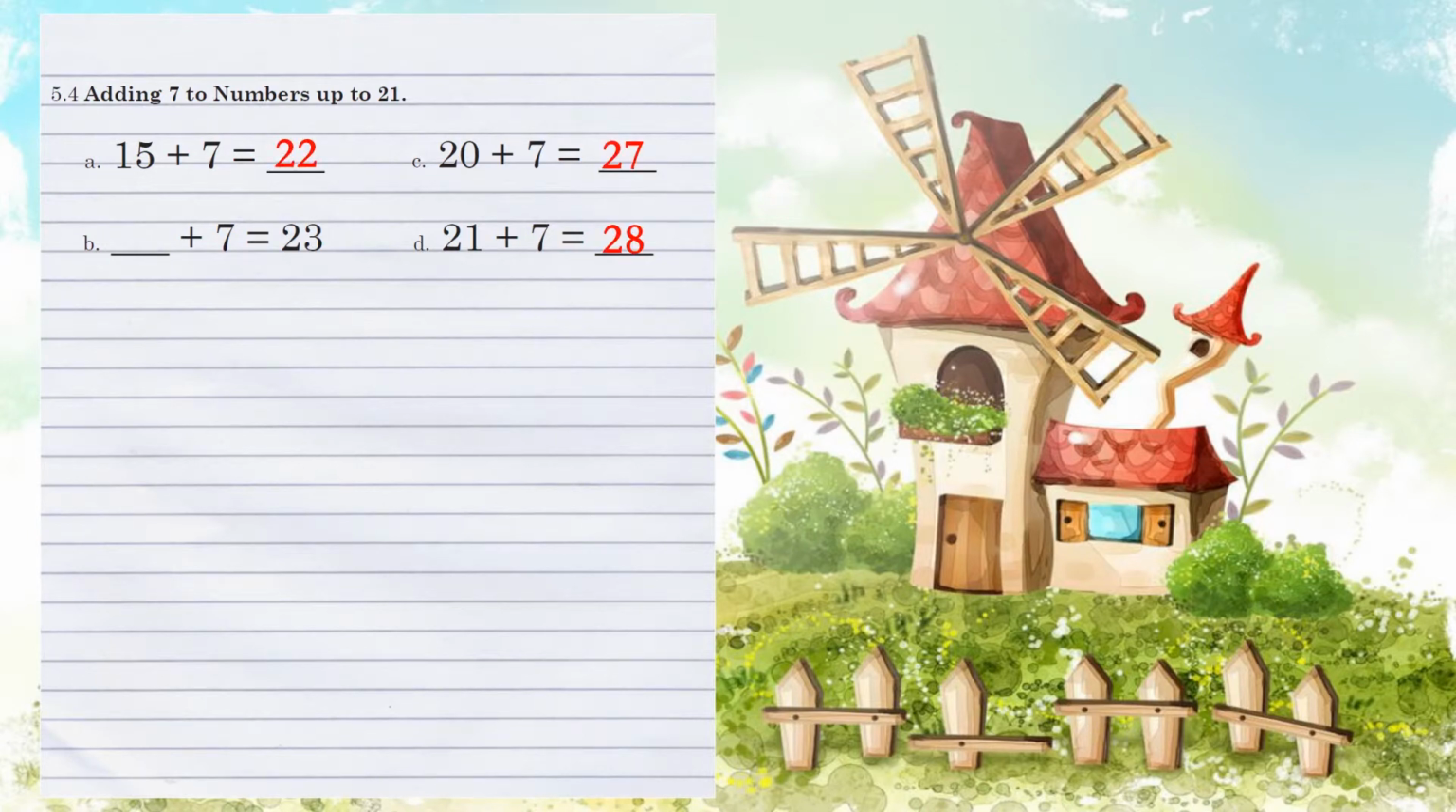Example B, what number plus 7 equals 23? We're going to go ahead and count backwards here because we know that this number is smaller, so we're going to count backwards from 23. 22, 21, 20, 19, 18, 17, 16. Let's double check. 1, 2, 3, 4, 5, 6, 7. And we ended with 16. So 16 is the number we started with.